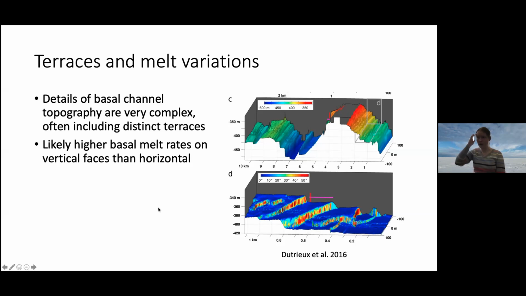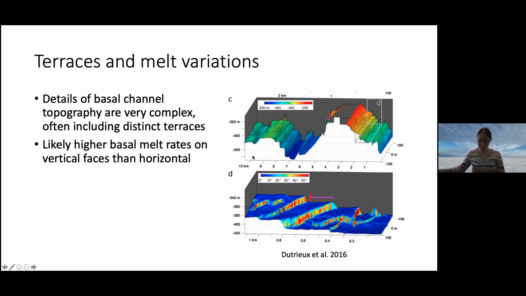So first of all, I'm gonna show you some really just stunning images that come from Pierre Dutrot's work in 2016. So this is the underside of Pine Island Glacier. And we see some basal channels here. So we're seeing a couple different basal channels here and then kind of the side of one. And what you'll notice is that they are not smooth.